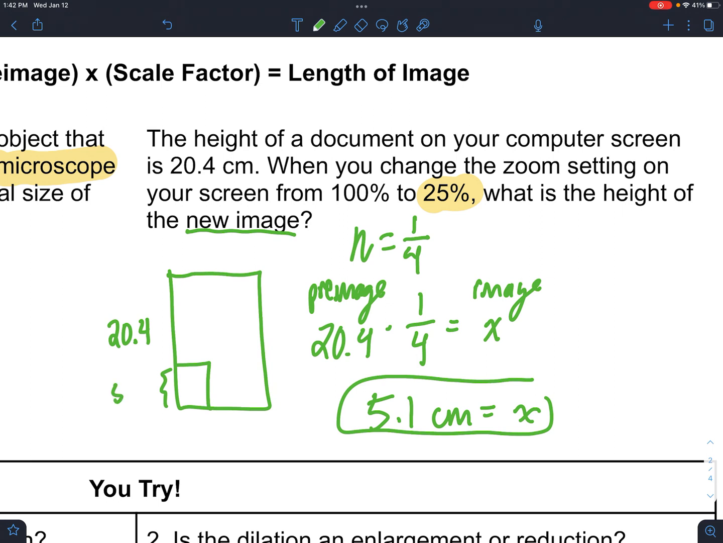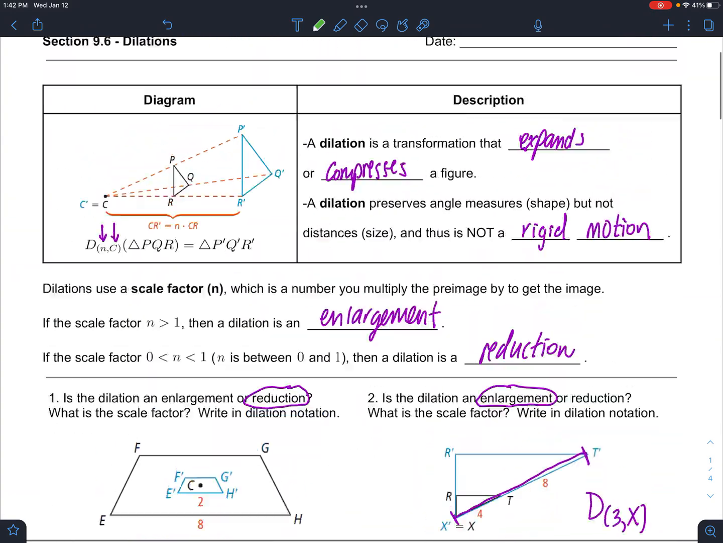So we can imagine like doing something like this, and this would be 5 point 1. So the 25% zoom scale kind of shrinks it down so that the height is 1/4 the size as it was before. All right.